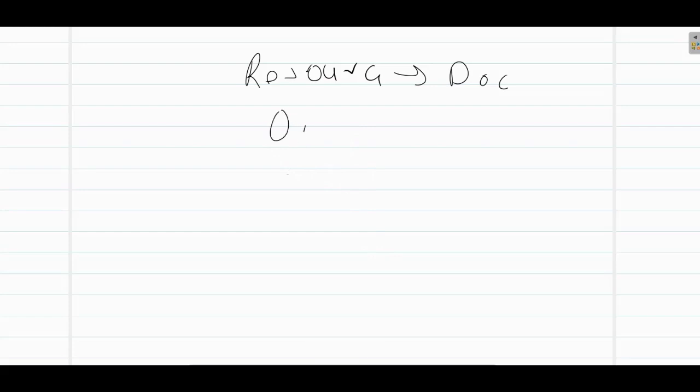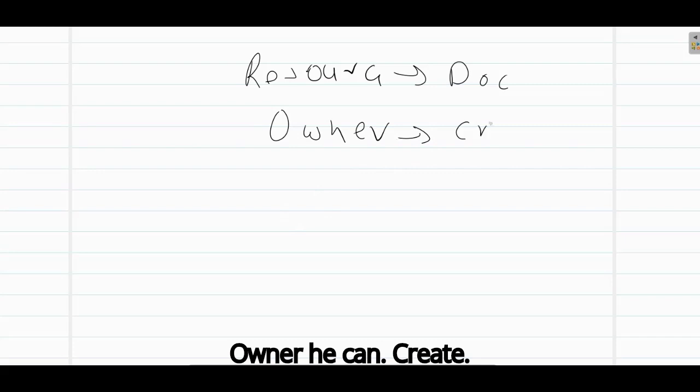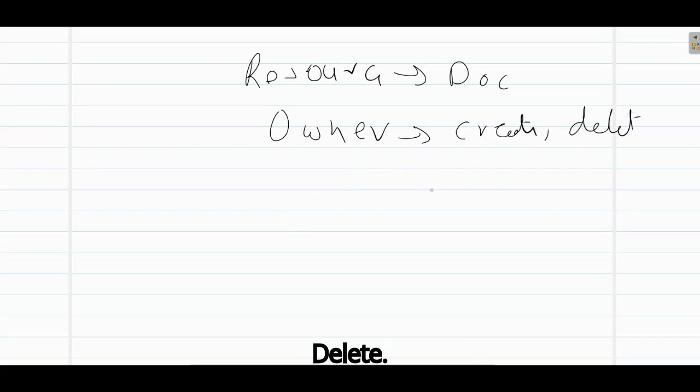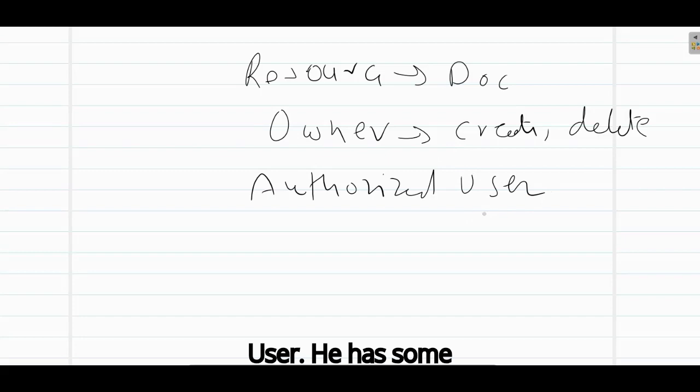Owner, he can create, delete. The third one is the authorized user. He has some permissions on the file or resource.